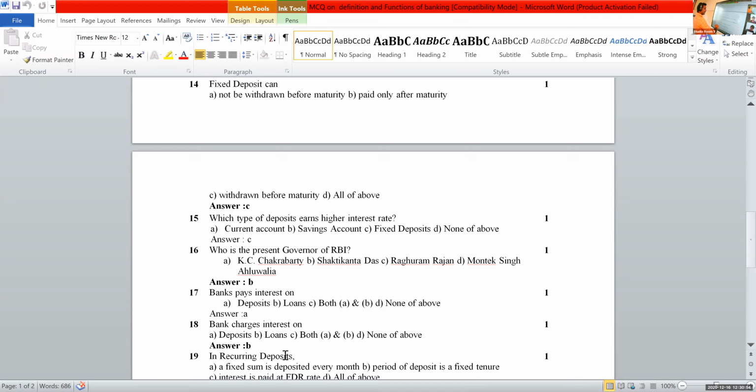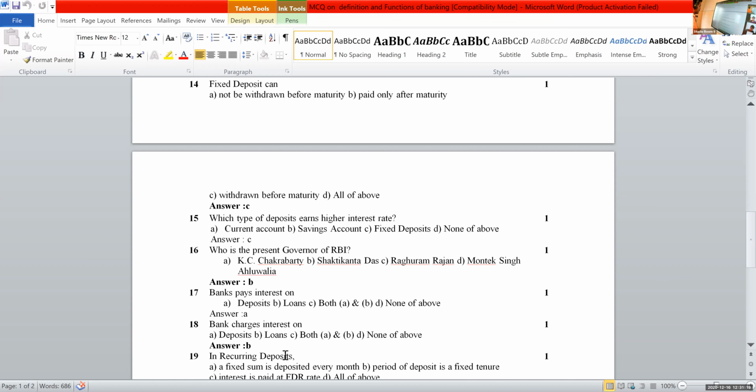Next, who is the present governor of RBI? Now present only Shakti Das. Before that, Raghuram Rajan. Next one, bank pays interest on deposits. Next, bank charges interest on loans.